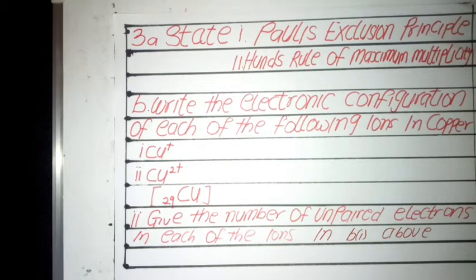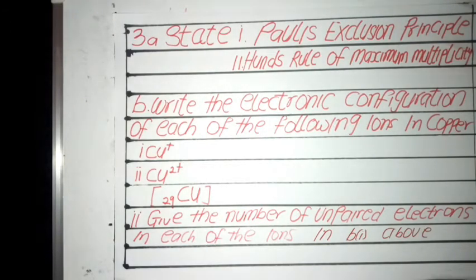Pauli's exclusion principle is saying that orbitals can contain a maximum of 2 electrons, but they must be in opposite spin. The other way of saying it, or you can say no two electrons can have the same value for all the 4 quantum numbers. That is also acceptable. But you can also put it that orbitals can contain a maximum of 2 electrons, but they must have opposite spin.